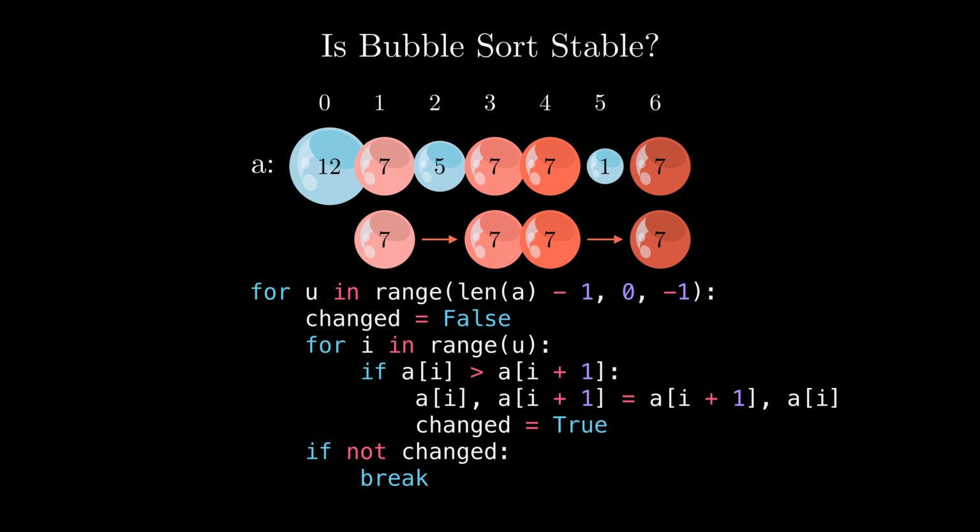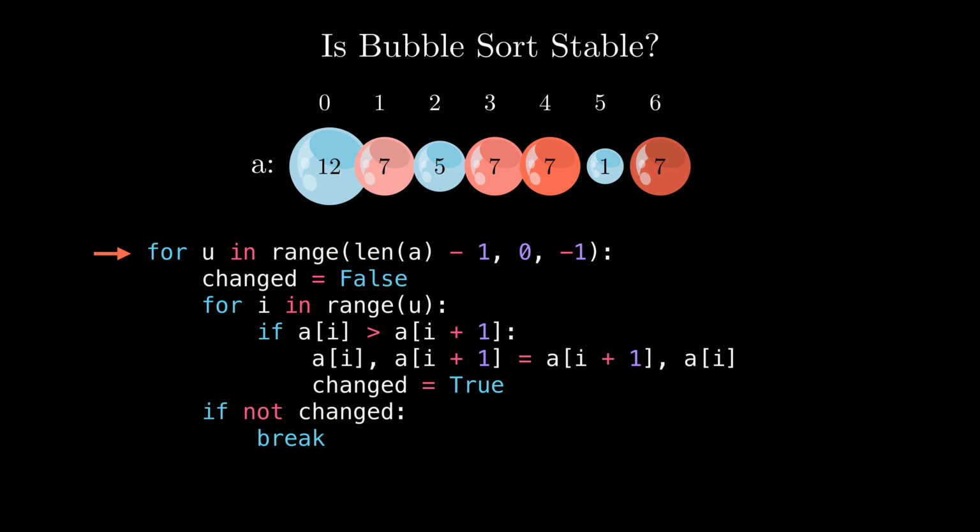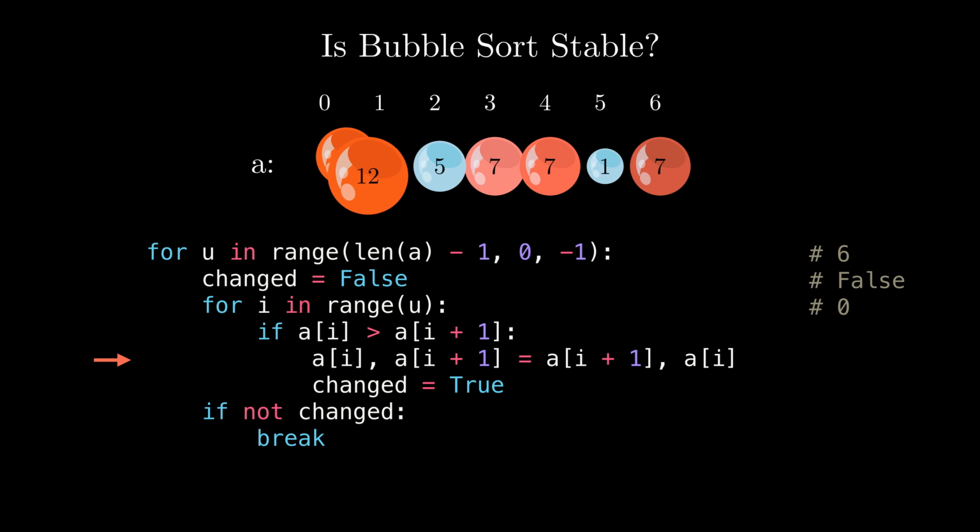Well, let's run the bubble sort algorithm on this array to see if any of the 7s change their order. The upper bound would start from the array length - 1. We will initialize the change flag with false and enter the inner loop. We would compare the first 2 elements. As 12 is larger than 7, we will swap them.